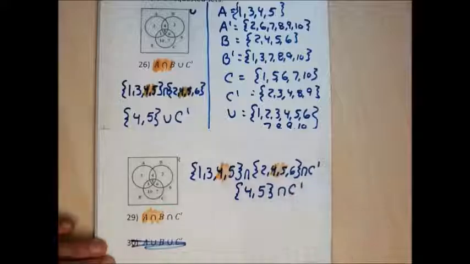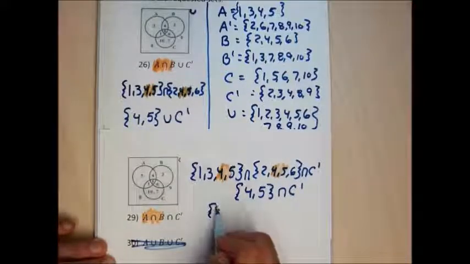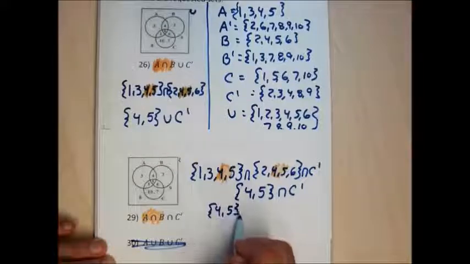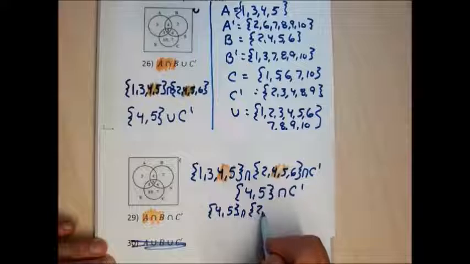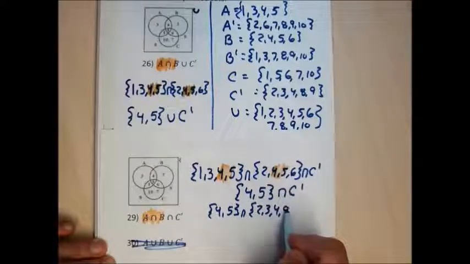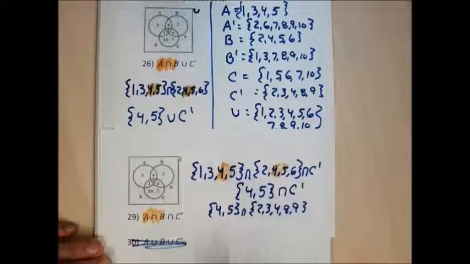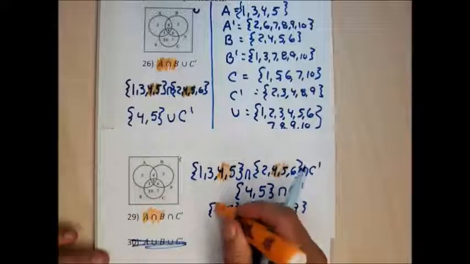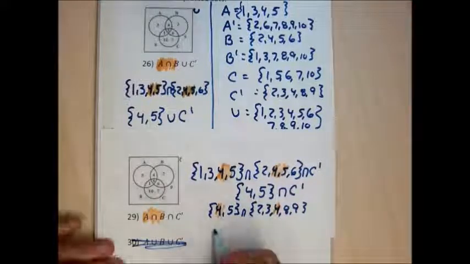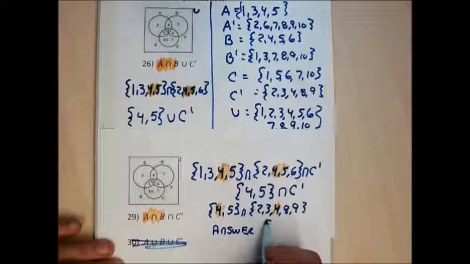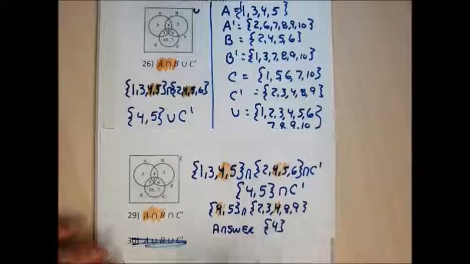And now I want to intersect that with C complement. In place of the C complement, I'm going to put 2, 3, 4, 8, and 9. And now I'm intersecting, so I'm finding what the sets have in common, and those sets have in common the number 4. That's going to be the end of this problem 29. The answer to 29 is the set containing just the number 4.